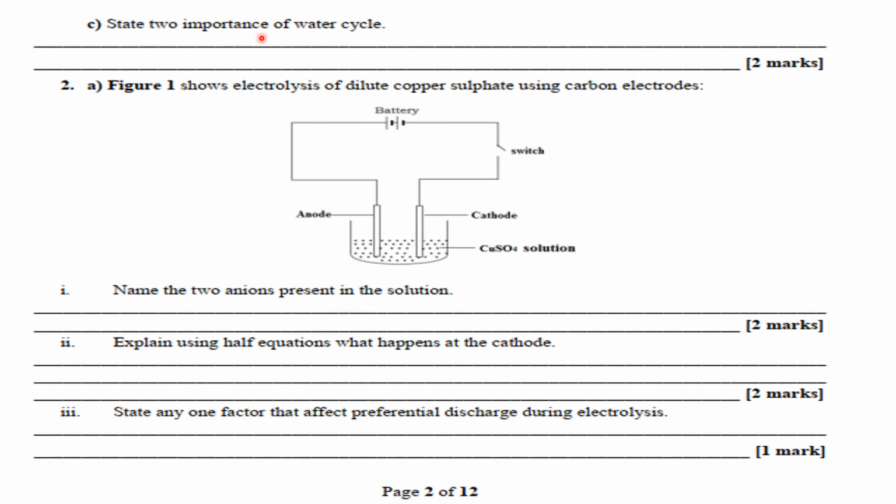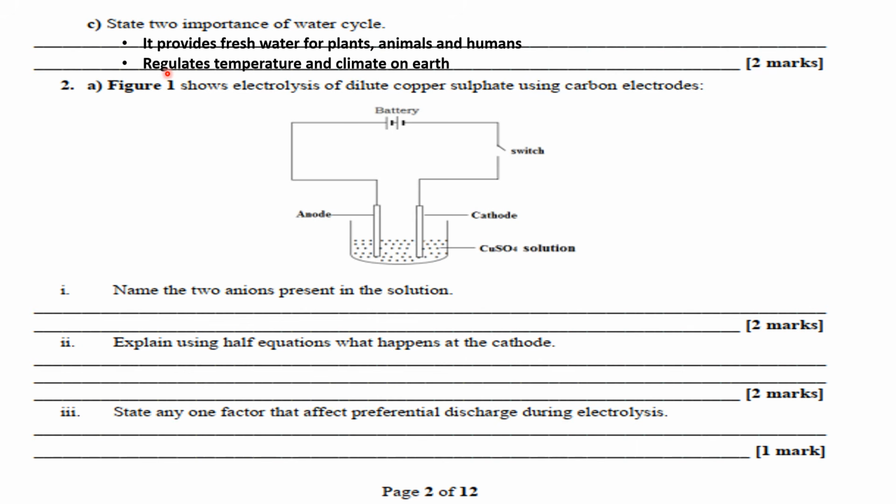So what's the importance of that? There are quite a number of importances. One of them is that it provides fresh water for plants, animals, and humans. You have heard the expression that says that water is life. So the water cycle provides water to plants for growth, animals to carry out different processes, as well as humans. Without water, we cannot survive. So that's one importance of the hydrological cycle. It maintains the water balance in the universe.